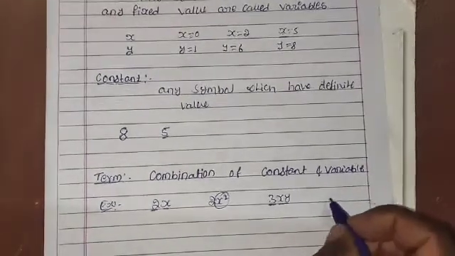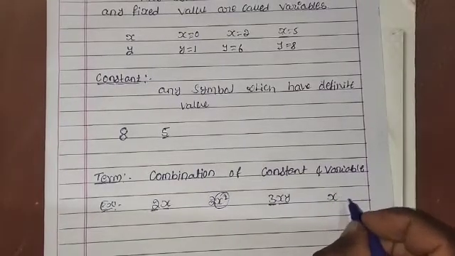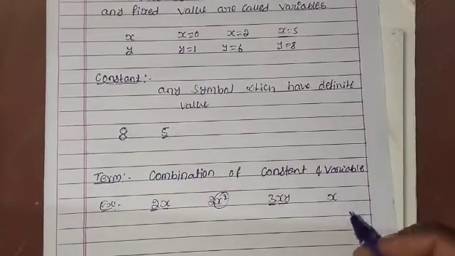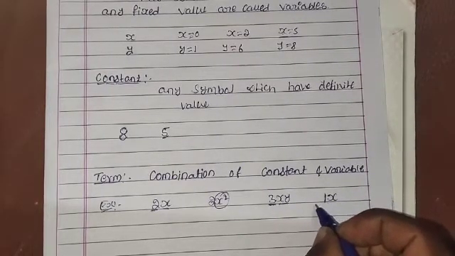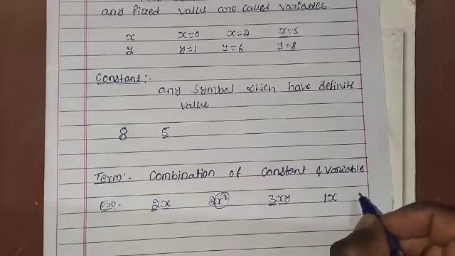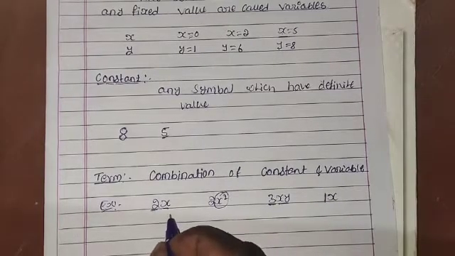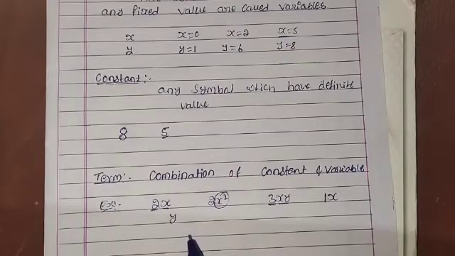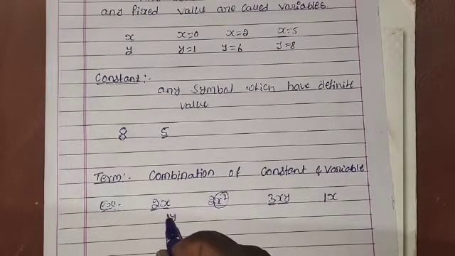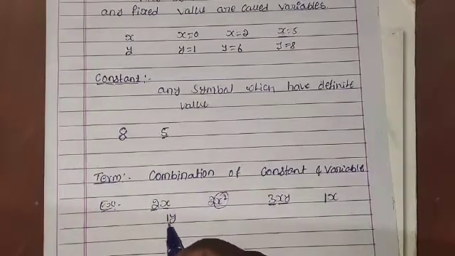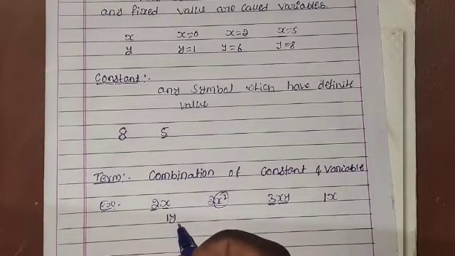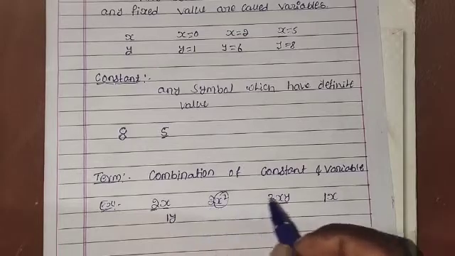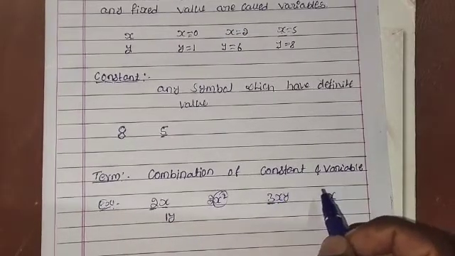For example, if we take only x, it is also a term, because x means 1x. Here 1 is the constant and x is a variable. And y is also a term, because y means 1y, where 1 is the constant and y is the variable. A term means the combination of a constant and a variable.